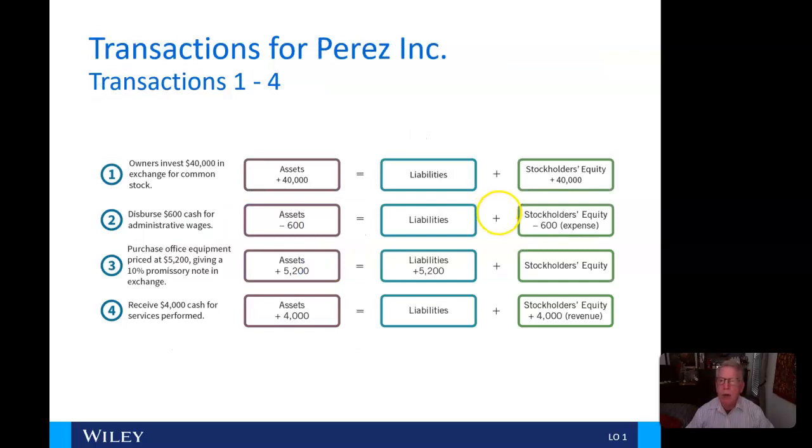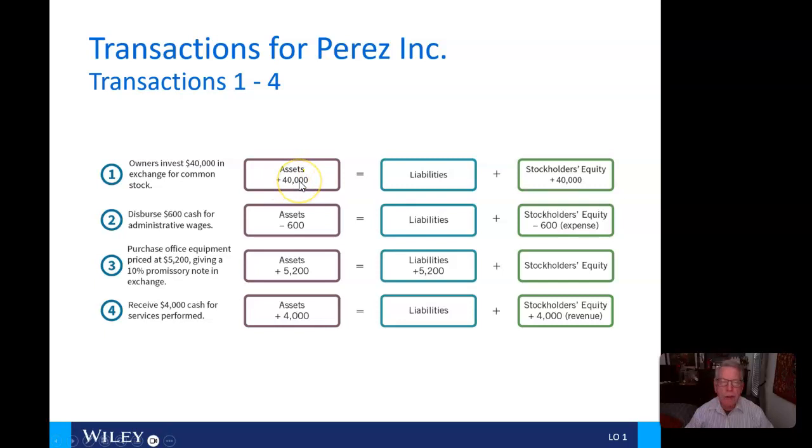Okay, so here's some quick transactions for the Perez Company. This is review, so I'm going to go very quickly. An owner invests $40,000 here in common stock.